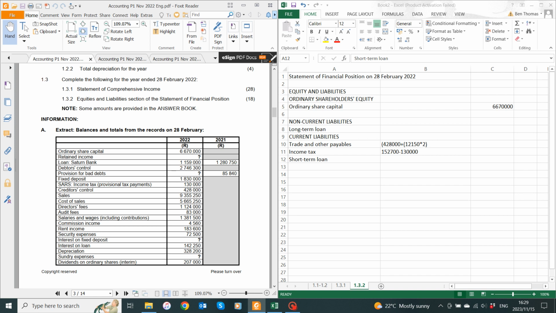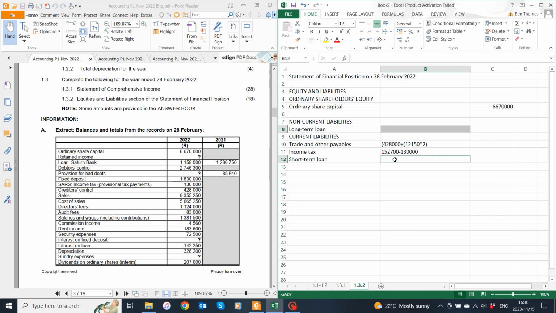Now guys, please remember this 1,159,000 represents the total amount that's owed on the loan on 28 February 2022. But when we break it down in the balance sheet, we must separate the current portion, or the short-term portion, and the long-term. And these two answers together, this one and this one, must essentially add up to 1,159,000. So we're going to have to do some calculations here to figure out what to do.